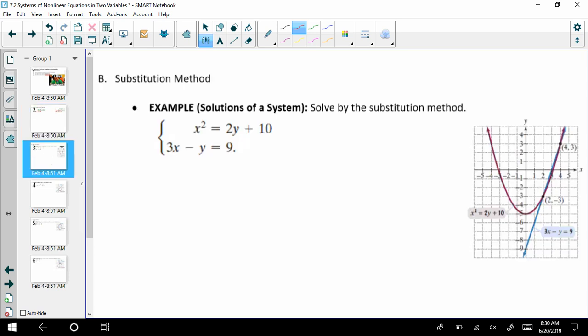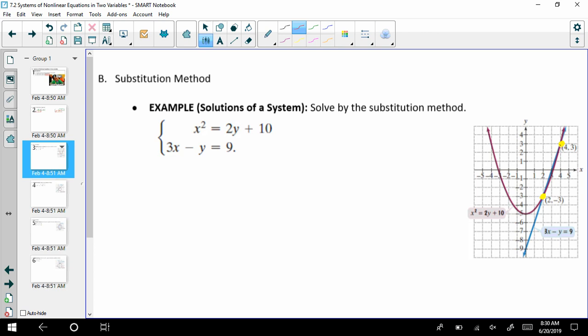So let's look at this first example here. I want to solve by using substitution. Now what I've also done is I've given you a picture of the graph. So you can notice we have a line and a parabola graphed. And we talked about last time that if you have the graph, the answer is the intersection. Well, notice since it's a line and a parabola, according to this picture, they are intersecting in two places. They're intersecting at (2, -3) and at (4, 3). So in theory, those are the two answers.